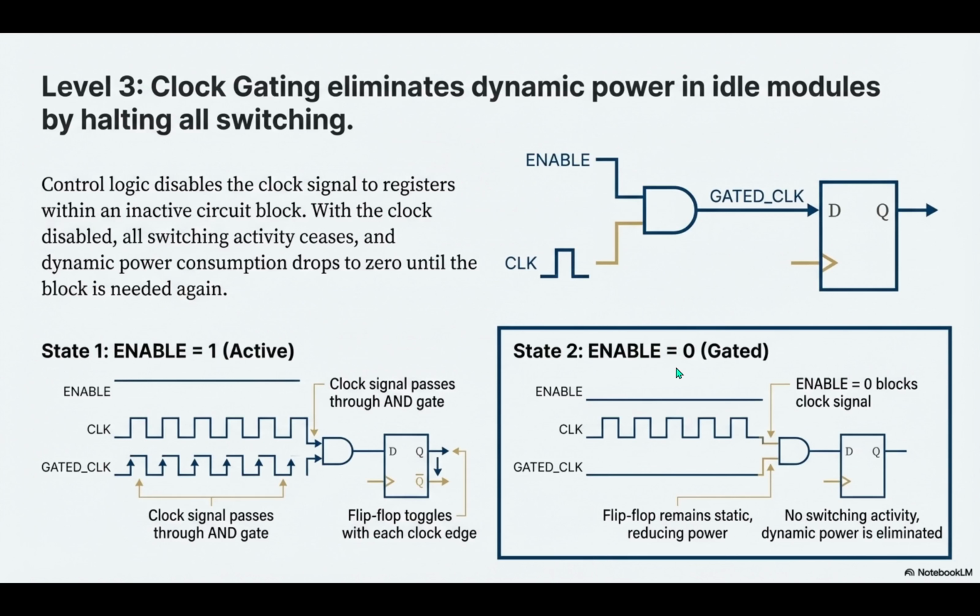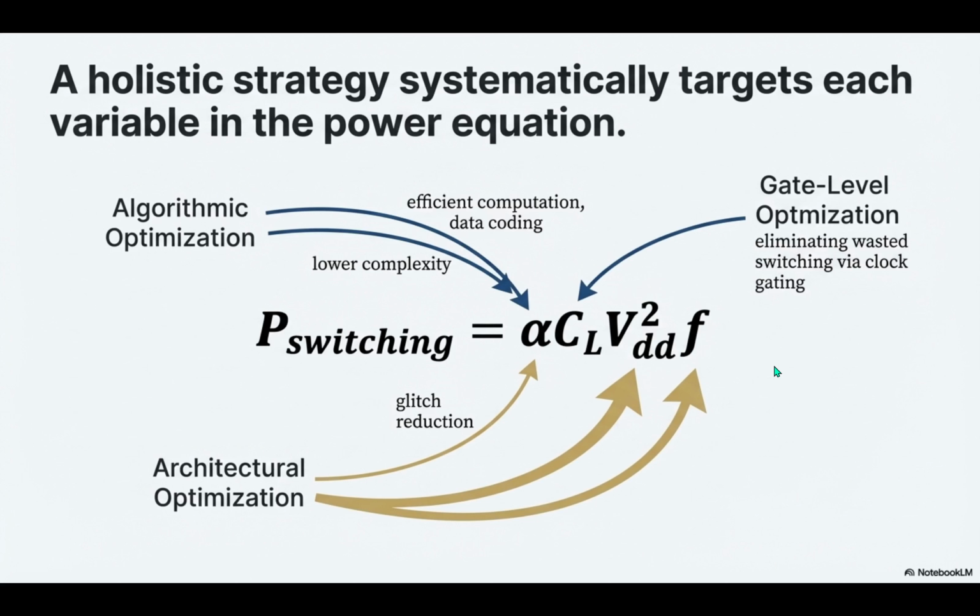So clock gating is literally putting a gate on the clock signal. That's exactly what it is. You use some simple control logic, often just an AND gate, to completely turn off the clock signal to that inactive block. And the impact is? It's absolute. The moment that clock is disabled, all the switching activity stops. The dynamic power consumption in that block drops to zero, completely, until it's needed again.